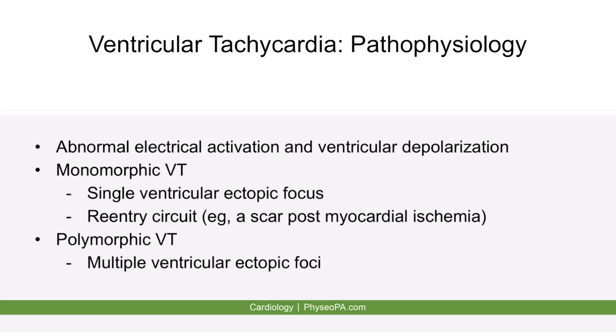Ventricular tachycardia can be caused by several factors, but the main mechanism involves abnormal ventricular activation and depolarization. This can be due to increased automaticity from an ectopic focus in the ventricles. It can also be from a reentry circuit within the ventricles, most commonly in cases of scarring, post-myocardial ischemia, or surgery. These two mechanisms typically give rise to VT with QRS complexes of similar morphology. On the other hand, polymorphic VT is associated with multiple ventricular ectopic foci that have increased automaticity.